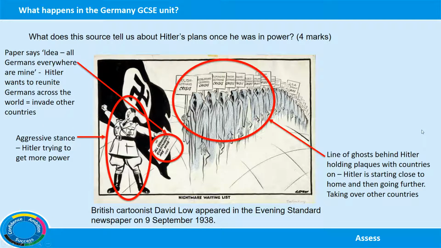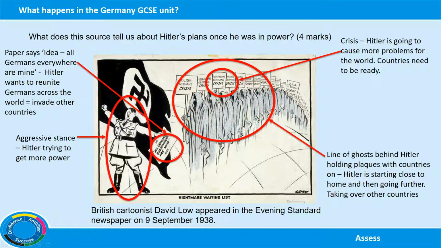We then have a line of ghosts behind Hitler who are all holding plaques with countries on. So Hitler is starting close to home. We can see that the first sign is Polish Germans. We then move on to Hungarian, Romanian, Danish, Swiss, Alsace, Italian, and then we go to the British, and right at the back you can see America. So Hitler is starting close to home and then going further and further out, taking over other countries. So he's gradually expanding his empire.